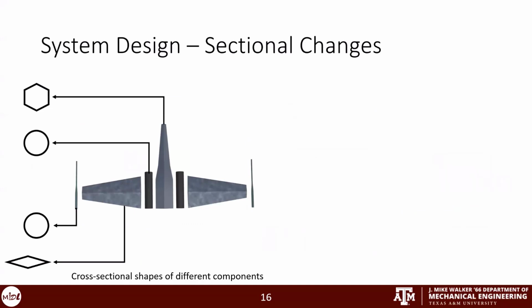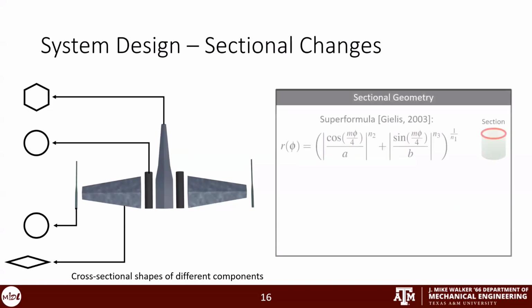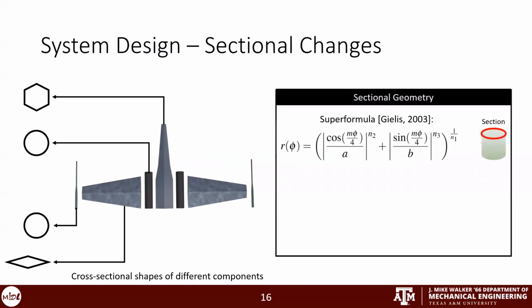The sectional shape of each of the components was generated using the superformula, through which we can generate a wide variety of shapes by simply changing the variables m, n1, n2, and n3. For instance, we can create a square or a four-sided polygon by setting the value of m as 4, which is the number of corners of the shape, and keeping the other variables equal to 1.